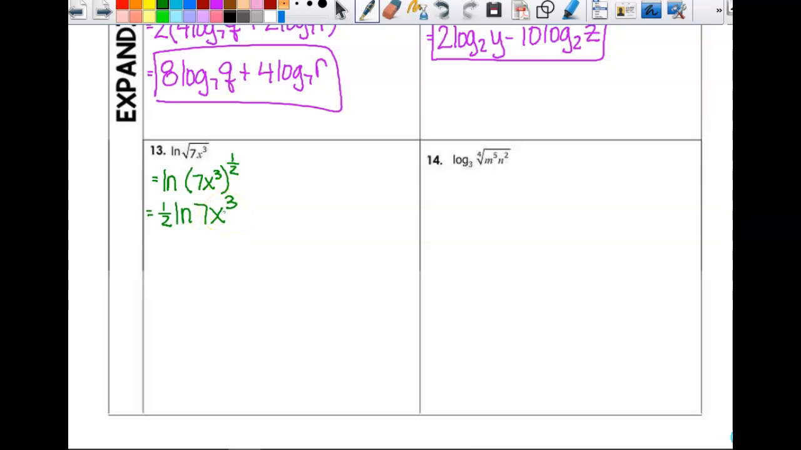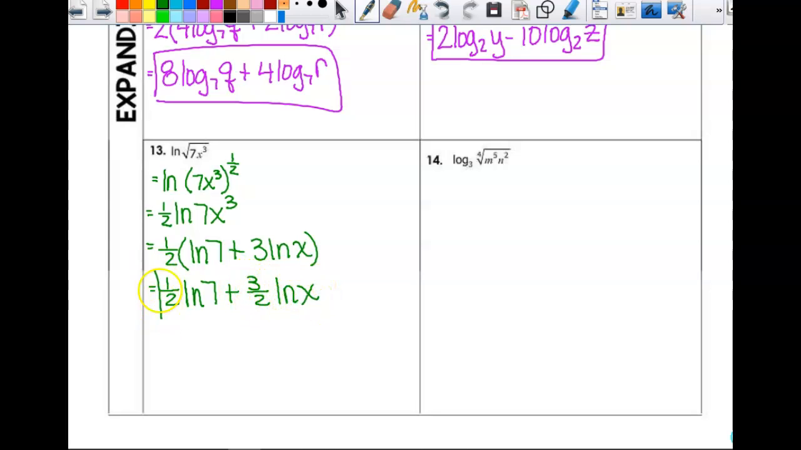Then I need to split these. So I'm going to have 1/2 with parentheses. Natural log of 7 plus, I'll go ahead and pull the 3 down, 3 times the natural log of x. So then I distribute, and I'm going to get 1/2 times the natural log of 7 plus 3/2 times the natural log of x. Okay. What questions you got?